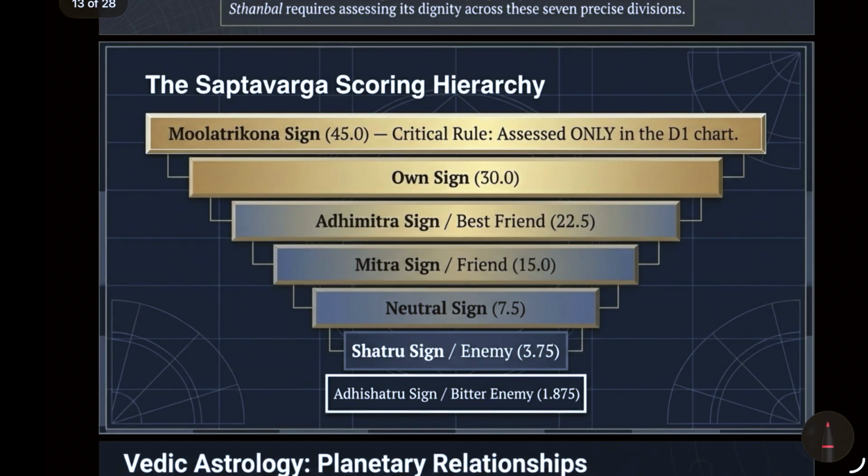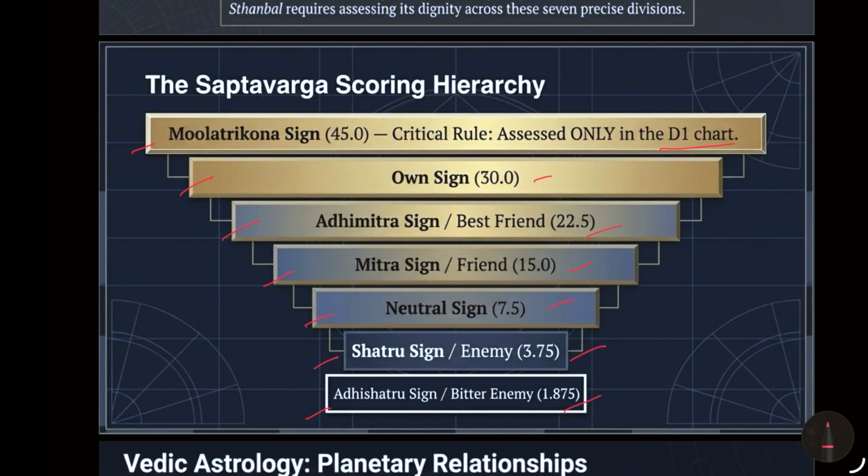Here are the rules. If a planet is in a Mool Trikon sign, we have to check this only in D1, then it will get 45 Sashtyamsha. If it is in its own sign, 30. If it is Adhi Mitra, meaning best friend, 22.5. If it is in a Mitra sign, 15. If it is in a neutral sign, 7.5. If it is in an enemy sign or Shatru sign, 3.75. If it is Adhi Shatru, then it will get 1.875.